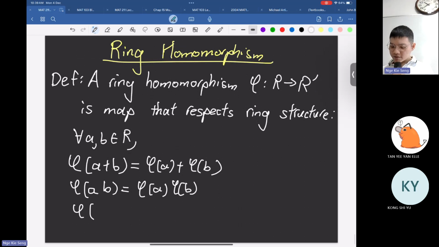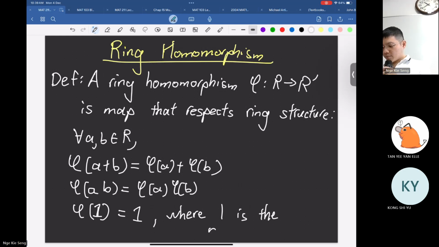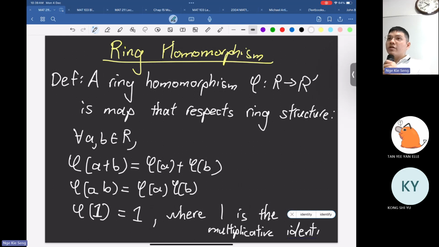Next, we need to impose an extra condition that sends the multiplicative identity to the multiplicative identity, where 1 is the multiplicative identity. Phi sends 0 to 0 is a result of group homomorphism, but ring homomorphism won't give you that the multiplicative identity gets sent to the multiplicative identity. So you need to impose it.